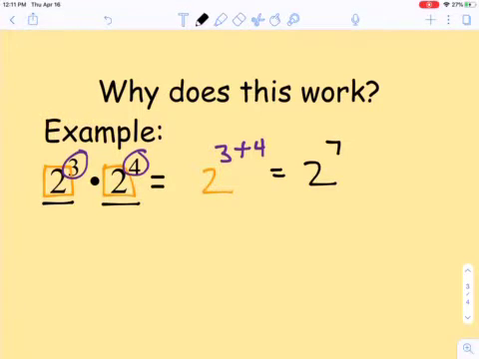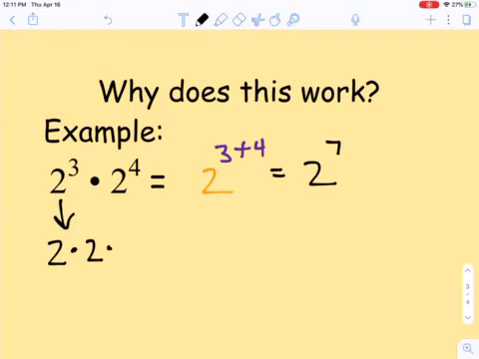Now I want to show you why this is. The best way I can show you why this happens, I'm going to get rid of all this stuff right here so you can see this, is I'm going to expand out these two terms. I'm going to take 2 to the third and write it like this: 2 times 2 times 2. So my base is still 2, and now I've got 1, 2, 3 of them. Then I'm going to multiply to that, so we still have our multiplication going on. I'm going to multiply 2 to the fourth.